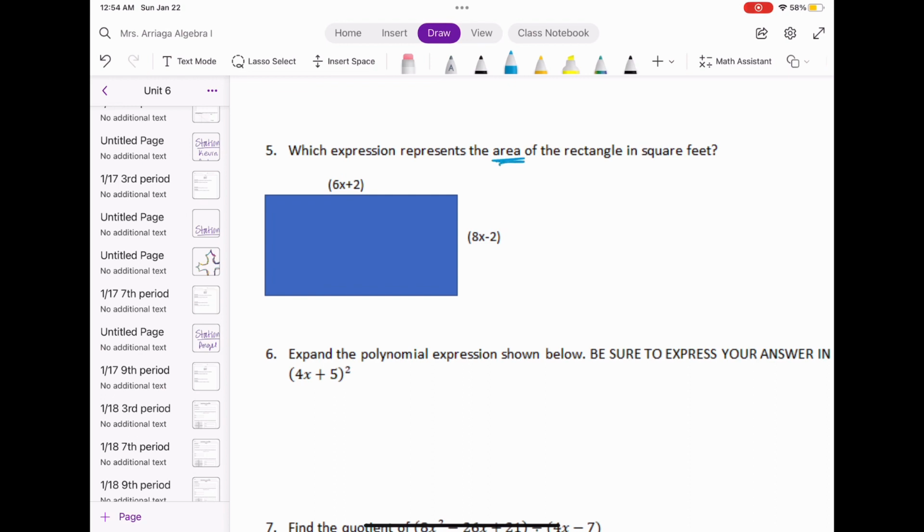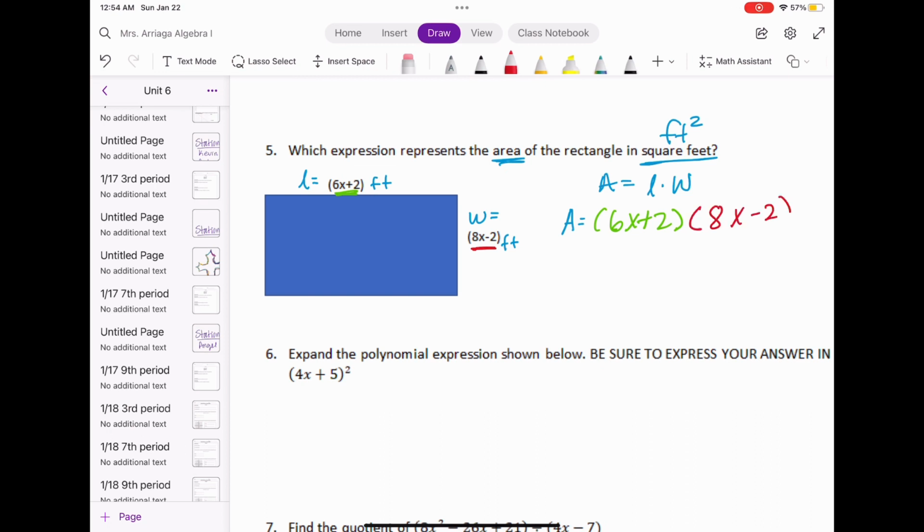So problem 5 is asking for area in square feet, right? So we know that area is length times width. So that top binomial could be the length, and that binomial on the side can be the width. Okay, so then let's multiply the length times the width. So it's going to be that top binomial times that binomial on the side.